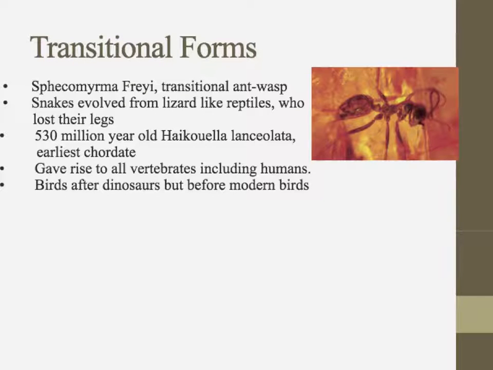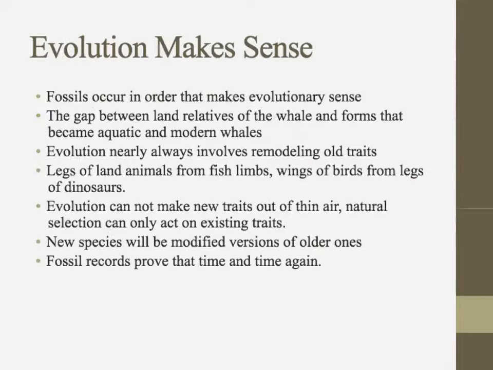Fossils are the main proof that evolution does actually take place. We know this from fossils of transitional animals, such as the predicted ant-wasp Sphecomyrma freyi, snakes evolving from lizard-like reptiles who lost their legs, and birds coming after dinosaurs. But the most amazing of all is Haikouella lanceolata, an eel-like creature which is thought to be the earliest chordate, which gave rise to all chordates, humans included.